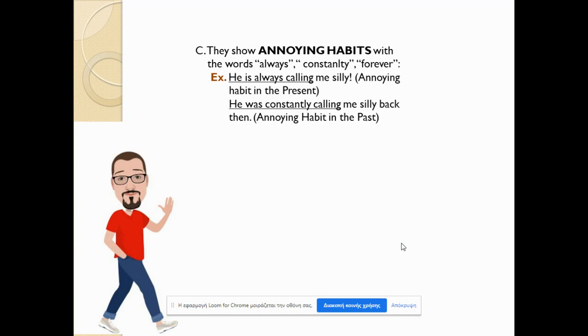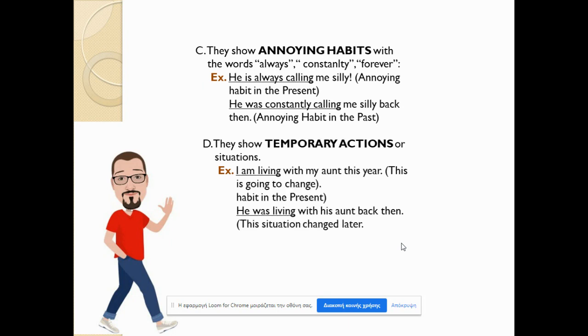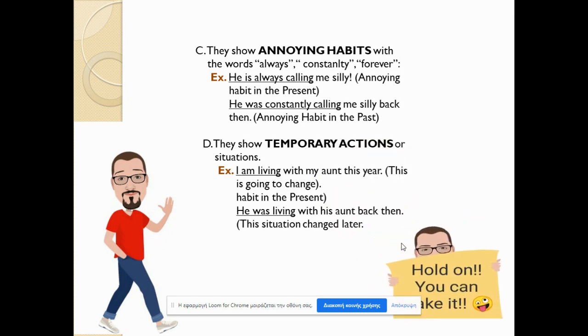So continuous tenses also show annoying habits, and last but not least, they show temporary actions. We can say up to a point that this function of present continuous is the opposite of the habits that are shown by present simple. So if I say I'm living with my aunt this year, this means that this is not something permanent. It is temporary, so it's going to change, right? Or he was living with his aunt back then, right? This means that probably later the situation changed.